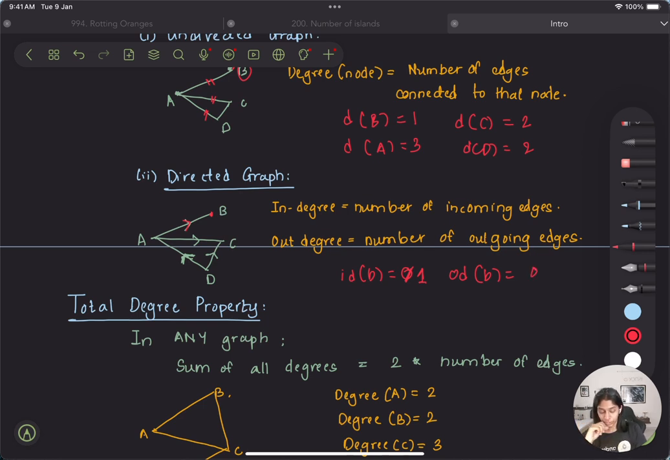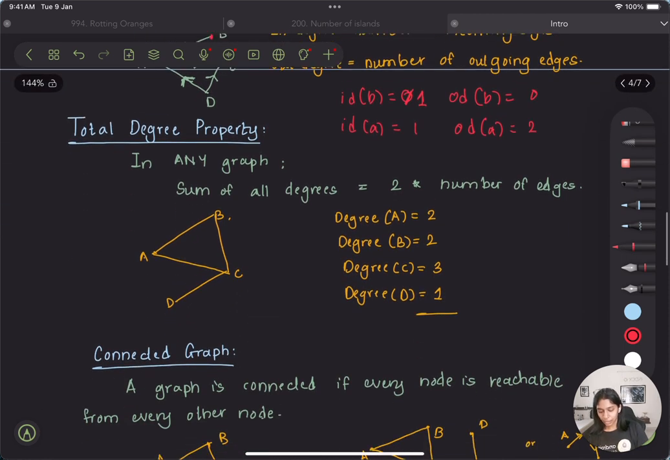Yeah, and if we want to check the in degree of A over here, we see that D is pointing towards A, so that's 1. And then the out degree of A is actually equal to 2. Yeah, so I guess you guys get the idea.